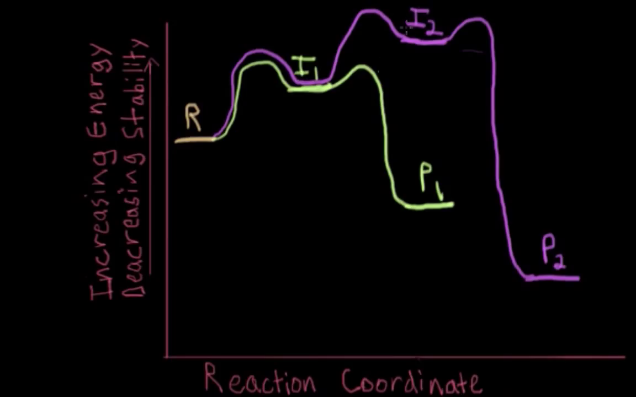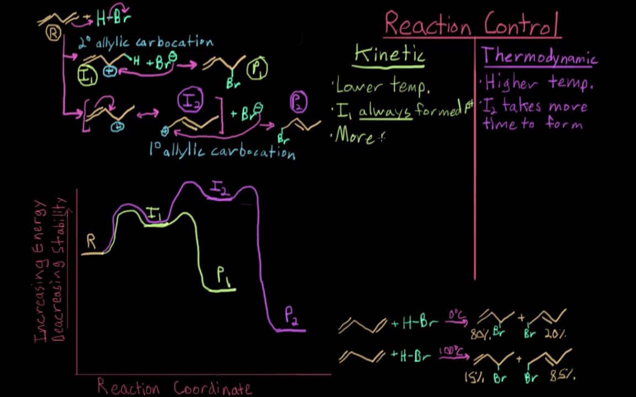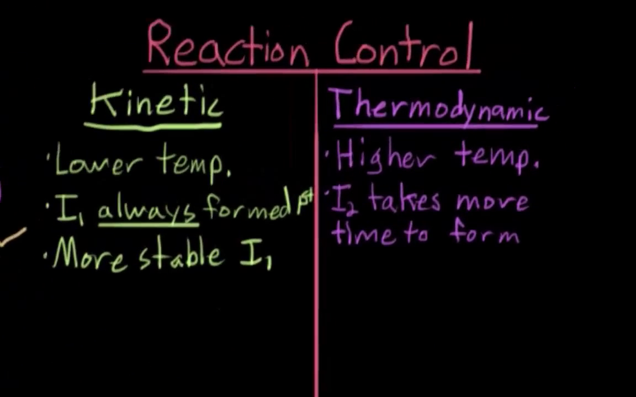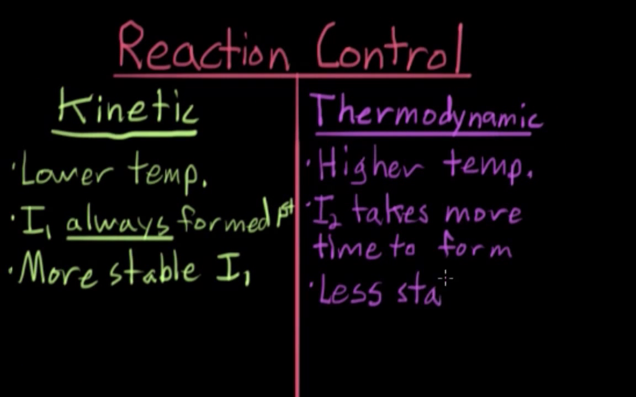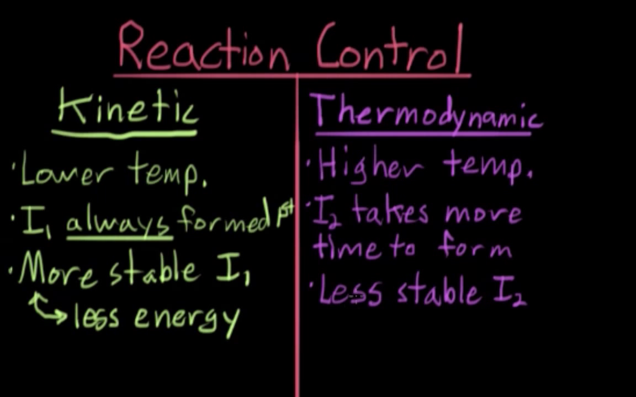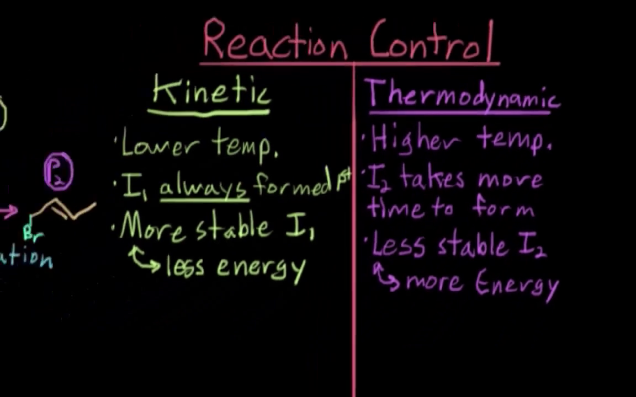But if we compare the two intermediates, which I did before, we also notice that I2 is higher energy and less stable than I1. So intermediate 1 is more stable. And on the same token, intermediate 2 is less stable. And just to correlate this with energy, more stable means less energy, and less stable means more energy, or higher energy.